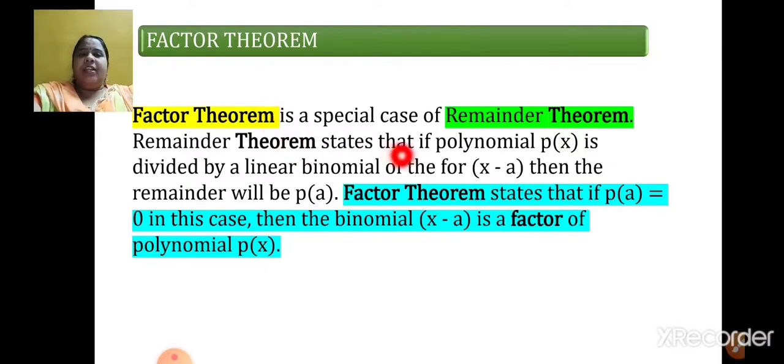Remainder theorem states that if the polynomial p of x is divided by a linear binomial x minus a, then the remainder is p of a. This is what we have done in previous slides. Then what is the extension in factor theorem? Factor theorem states that if p of a is 0, just one step, if that remainder you get 0, then the divisor is a factor of the dividend. I hope you are understanding it. It's just an extension. See, first was value of polynomial, then came remainder theorem. Now factor theorem is just an extension that if remainder is 0, it is a factor of it.